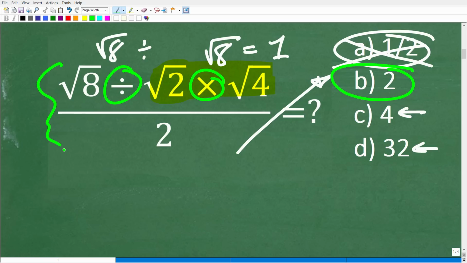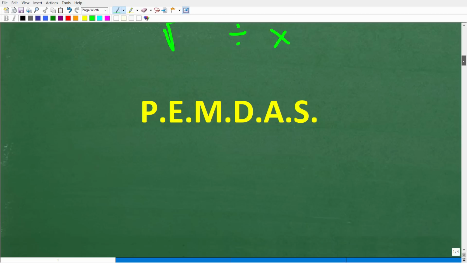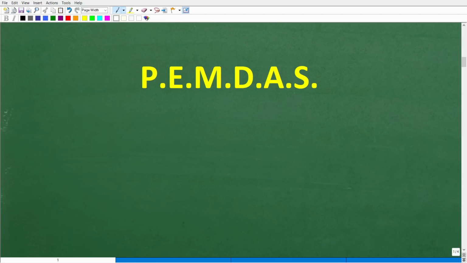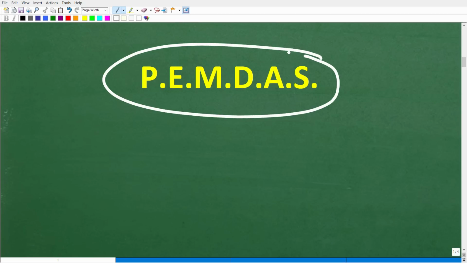And the second component of the problem is how to deal with square roots when it comes to division and multiplication of square roots. Okay, so let's go ahead and get into this right now and talk about this right here. So what is this? PEMDAS. Now, if you've never heard of this phrase or seen this acronym, well, this really goes to the heart of basic mathematics.